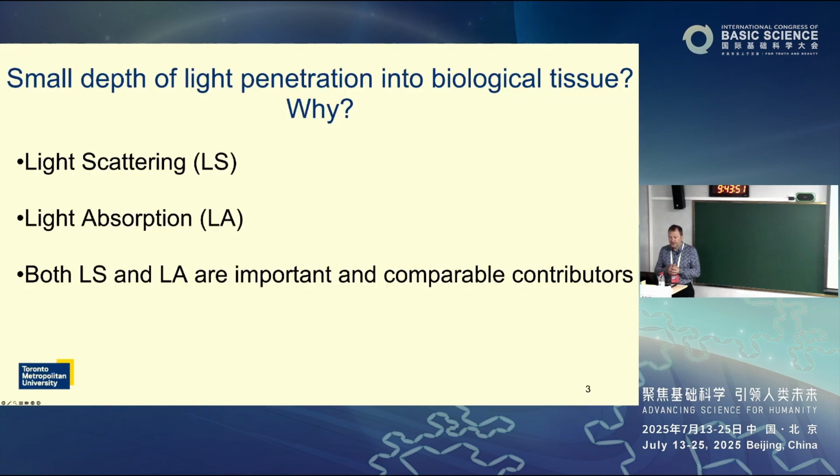There are a few reasons. Light penetration into biological tissue reaches such a small depth because of two things: light scattering and light absorption. The next difficulty is that there is no dominating contributor to this limitation. Both light scattering and light absorption are almost equally important and comparable contributors in restricting the penetration of light inside the body.